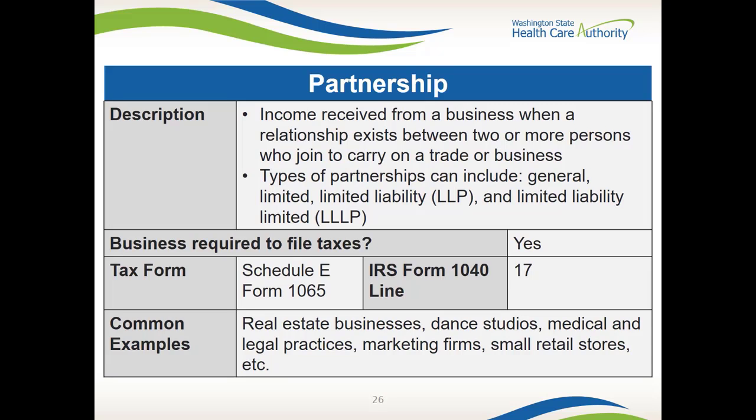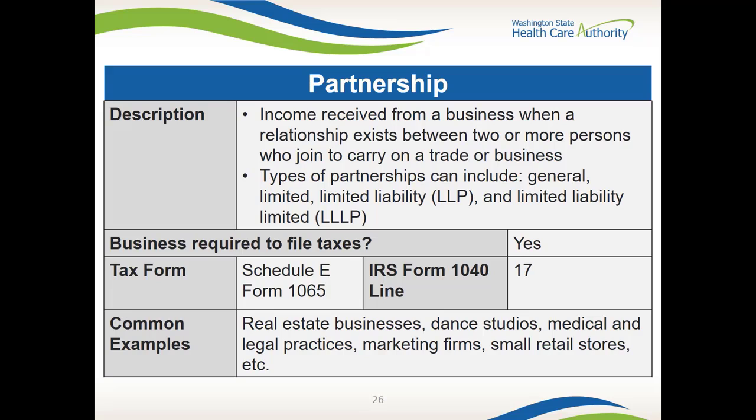Partnership. Partnership income is income that is received from a business when a relationship exists between two or more persons who join to carry on a trade or business. Each person contributes money, property, labor, or skill and expects to share in the profits and loss of the business. These types of partnerships can include general, limited, limited liability LLP, and limited liability limited LLLP.